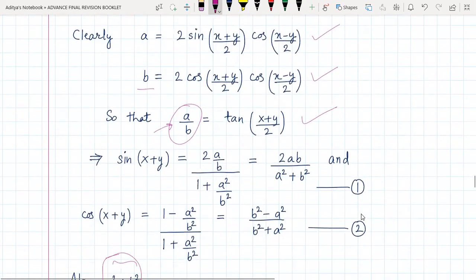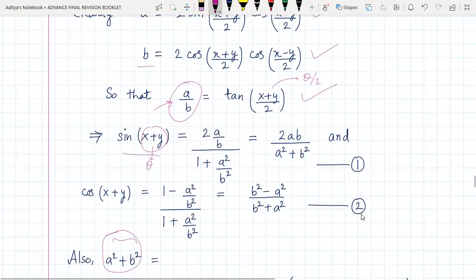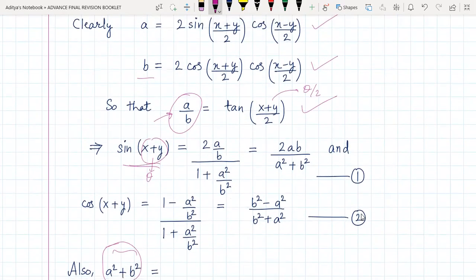Now, it is very obvious to us that sine of x plus y can be written as, now look, what we are doing is, if I am calling this theta, this is nothing but theta by 2. So using this formula, I am able to write sine of theta is equal to 2 tan theta by 2 upon 1 plus tan square theta by 2. And tan theta by 2 value we already have found out as a by b. So that's how I have gotten the value of sine of x plus y and cos of x plus y.